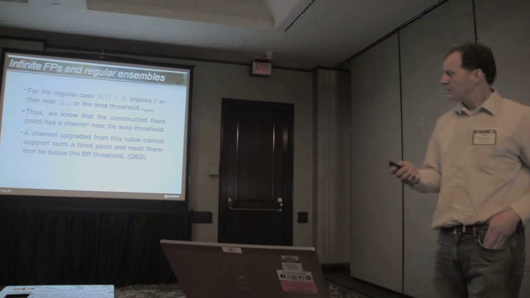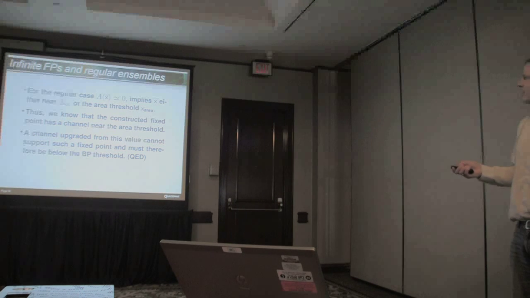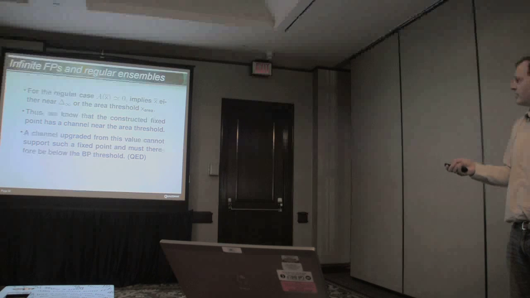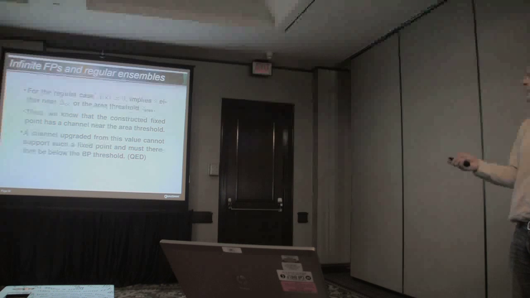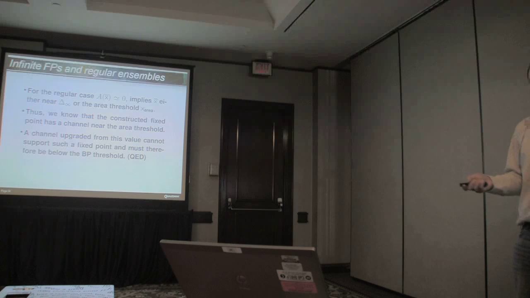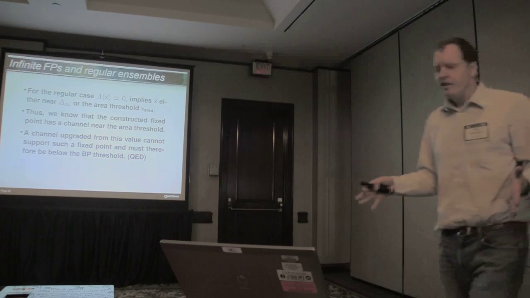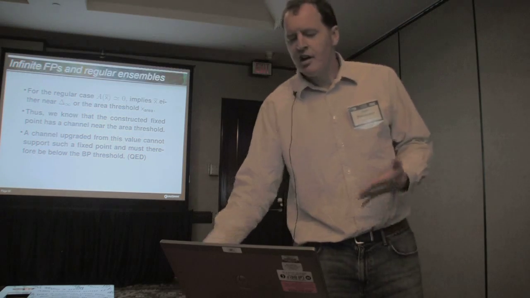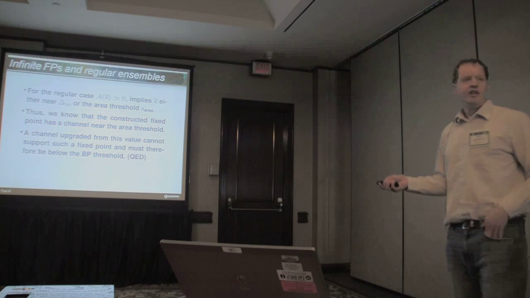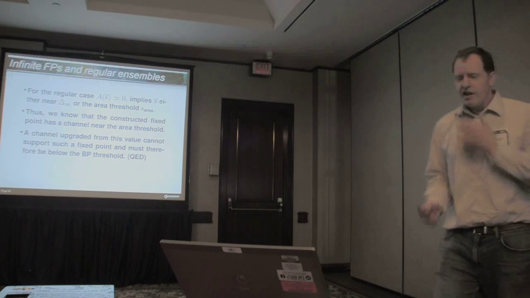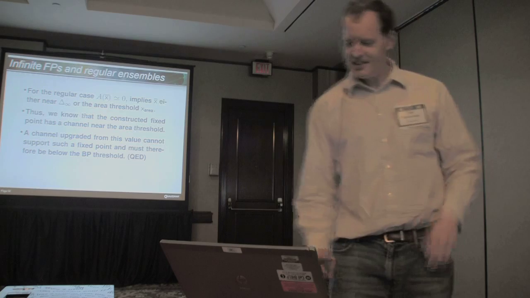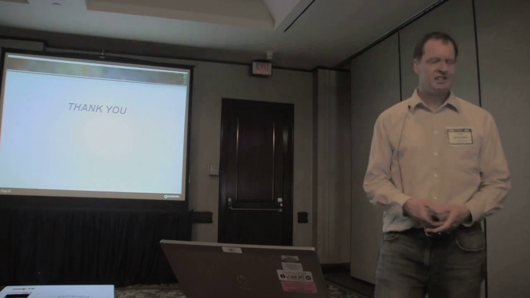Okay, so just to close, the critical thing is that the spatial fixed point can only exist essentially at the area threshold. From this, we can construct this G-EXIT picture. If you increase the channel parameter beyond the area threshold, such a fixed point cannot be supported. Therefore, because we have the termination in the spatially coupled ensemble, it can't support any fixed point other than the one at perfect decoding. And that's the end of the story. Okay, thank you very much.